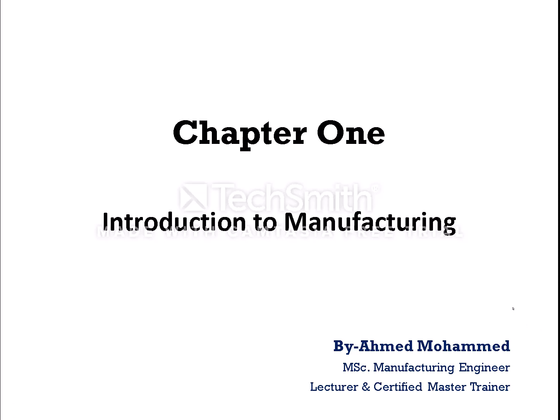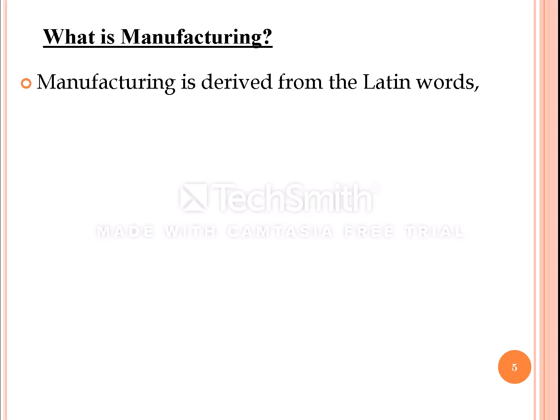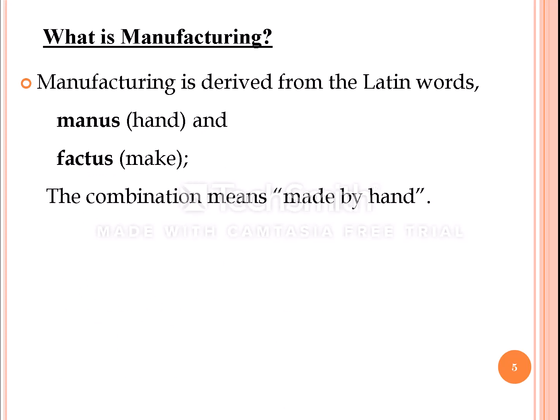So here is chapter 1, which is introduction to manufacturing. So let us start our discussion with a question. So what is manufacturing? Manufacturing is derived from the Latin words manus and factus, which mean hand and make. So the combination means made by hand.